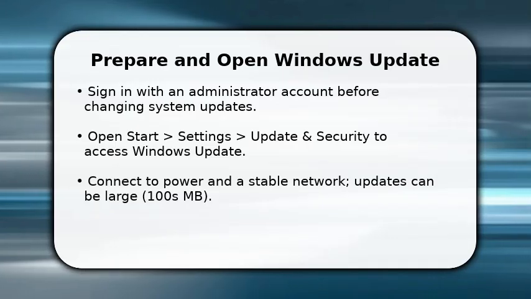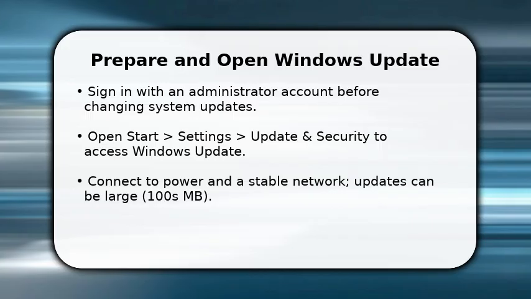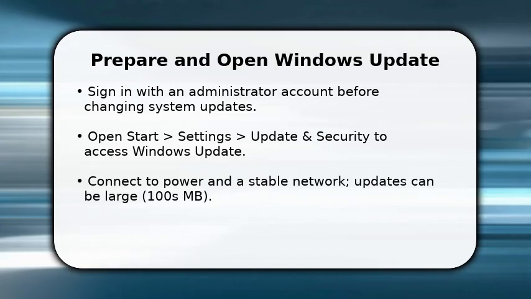You'll start by ensuring you have admin access and a power source. Updates often require restarts. Once signed in, open Start, choose Settings, then Update and Security to reach Windows Update. Make sure you're on a reliable connection because downloads can exceed hundreds of megabytes. This saves time and prevents corruption.